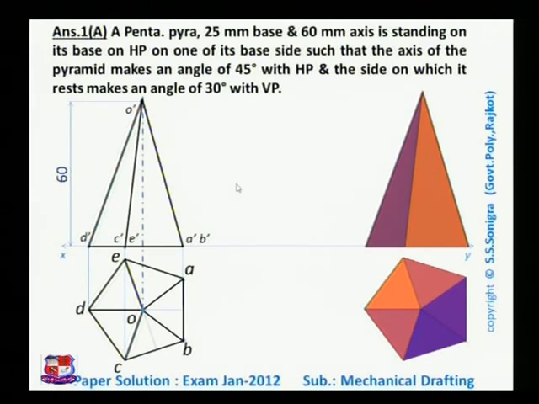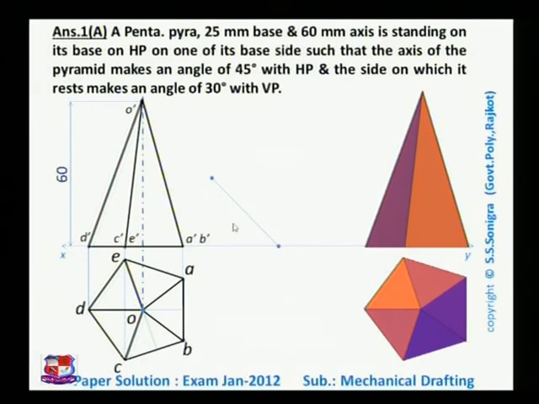Now further it is given that it makes an angle of 45 degree with VP. The axis of this solid makes an angle of 45 degree. In this condition, the axis of this pyramid is at right angle to the XY line, meaning the angle between the axis and horizontal plane is 90 degree. We have to tilt this front view in such a way that this center line makes an angle of 45 degree with the XY line. So for that, draw here a line at an angle of 45 degree.